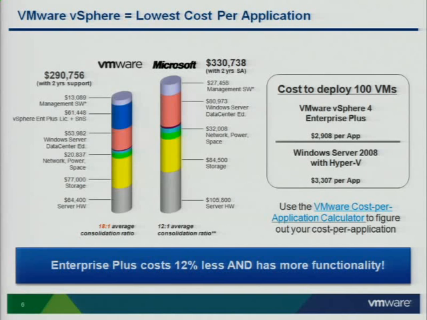But a typical example shown here would be the cost to support 100 virtual machines, and we're going to compare vSphere Enterprise Plus, our bundle that includes all the vSphere features, together with vCenter, to Microsoft Hyper-V R2 and the System Center components that are needed to provide equivalent functionality to what you get with vSphere and vCenter. And the cost per application calculator has some key assumptions in it.